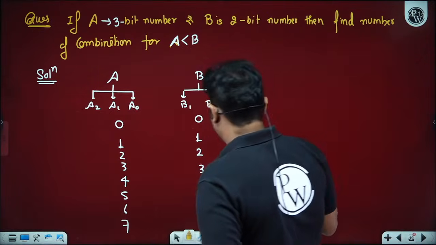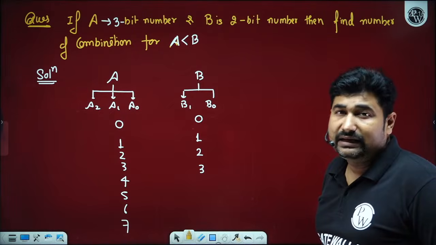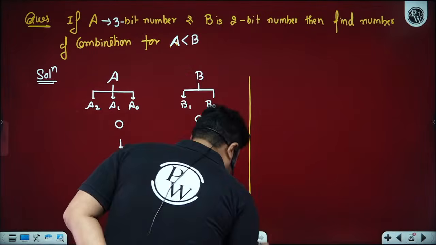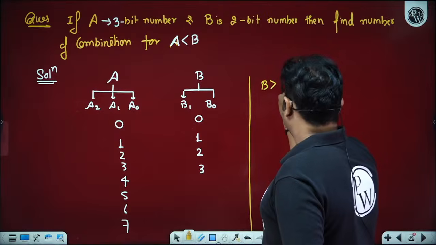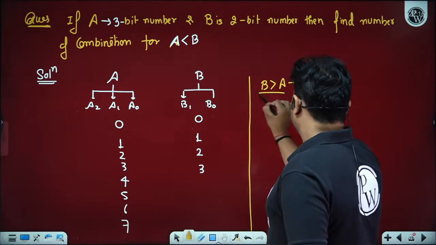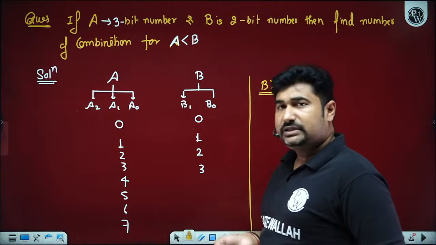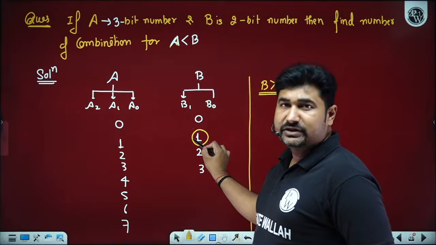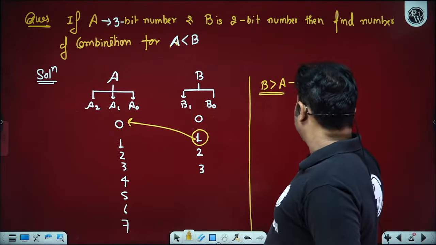Now please observe, we have to identify for how many combinations B is greater than A. How many combinations is B greater than A? If this is 0, they are the same. If this is 1, then how many possible combinations for which B is greater than A? Only one combination is possible.